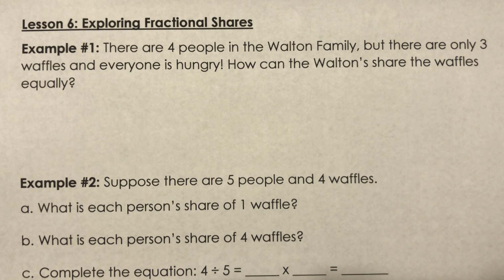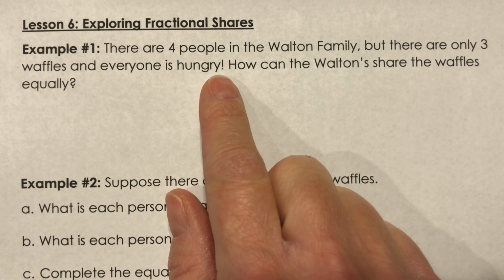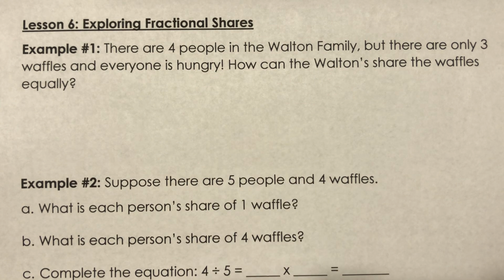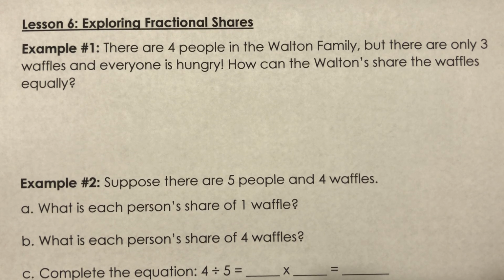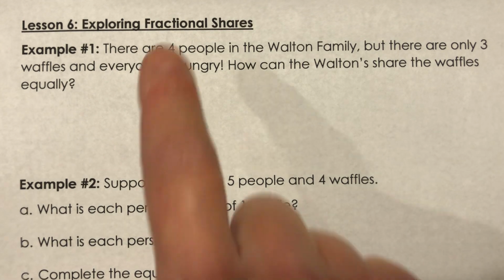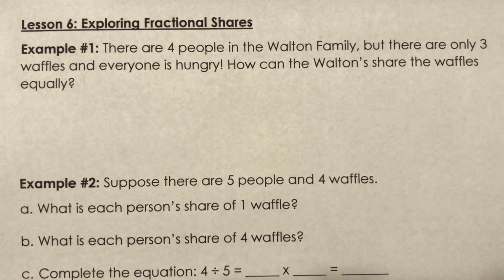All right, example number 1. There are 4 people in the Walton family, but there are only 3 waffles, and everyone is hungry. Sounds like a huge dilemma. How can the Waltons share the waffles equally? So there's 4 people, but there are only 3 waffles. And then we want to share them equally.